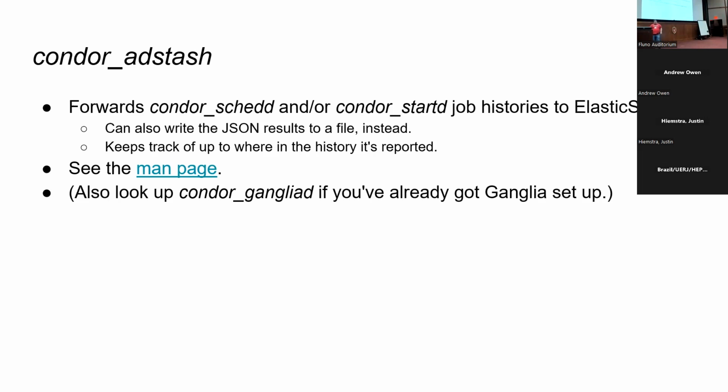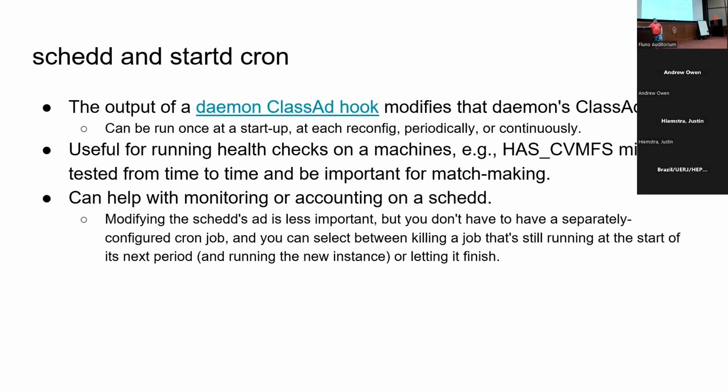Also wanted to briefly give a call out to Condor Ganglia D in here, which may be useful. If you already have Ganglia set up, it does the same sort of thing as Condor Ad Stash. I didn't put this in the table of contents. I wanted to mention them very briefly though: STARTD crons and SCHEDD crons. Particularly useful in the STARTD because the output of these jobs, of these scripts, modifies the STARTD ad. And so there's a particular example, I think that's very good, of how to use this to automate your benefit.